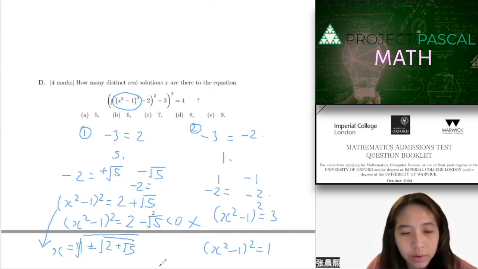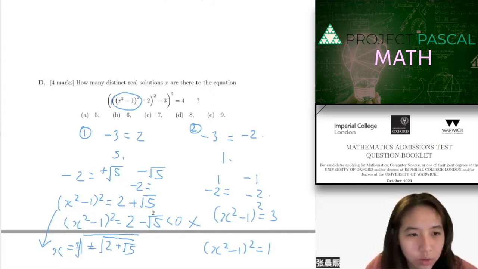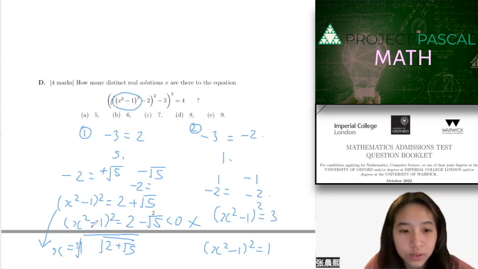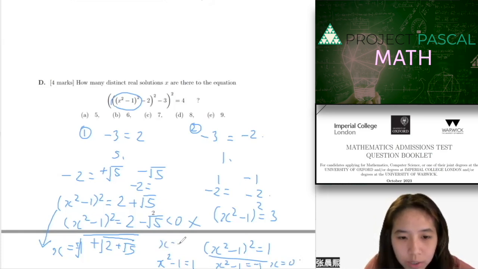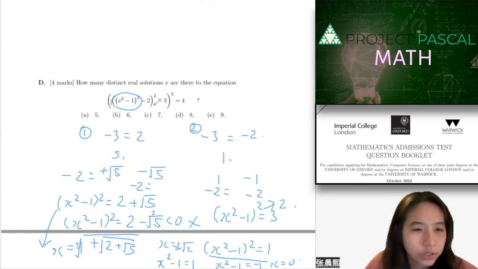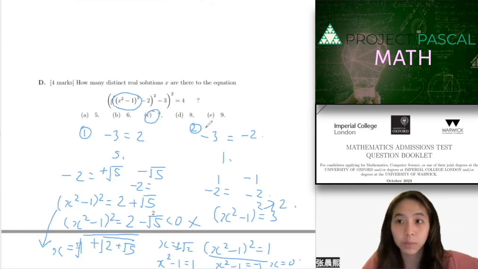And oh, you realize that it can't be minus, so it should only be plus, because otherwise this thing will be less than 0. So it's plus. That gives two solutions. And here, x squared minus 1 equals 1, or x squared minus 1 equals negative 1. So this gives x equals 0, or x equals plus or minus root 2. And similarly, just two solutions. So the answer is C, because it's like 2 times 3 plus 1 solutions.